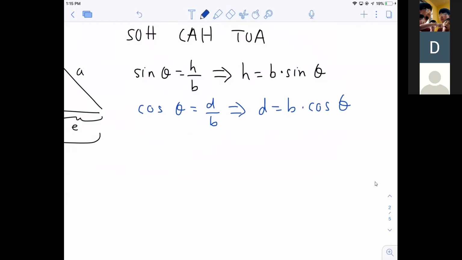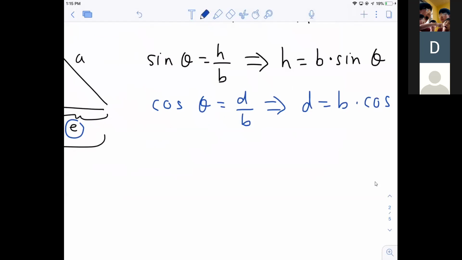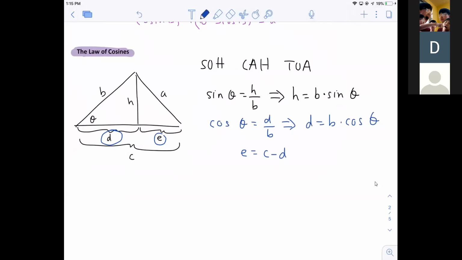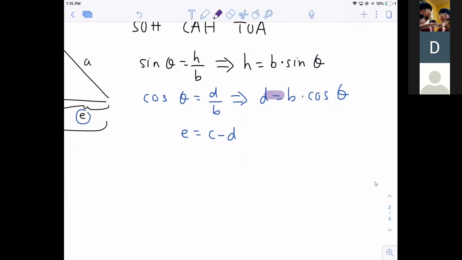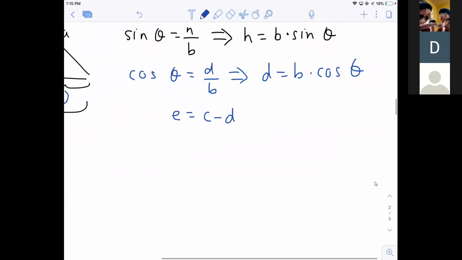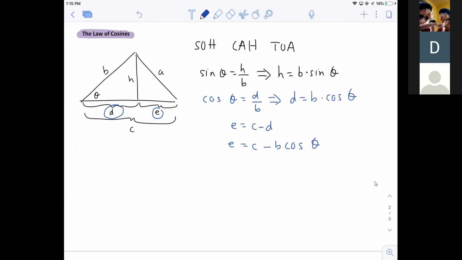And now if I want to find the length of E, well, E is C minus D. D plus E is C, E is C minus D. Well, what was D? D was equal to B cosine theta. I know it's a lot of letters. It's easy to get mixed up, but we're doing the same exact thing we did with the boat problem we did a second ago, just with a bunch of letters. So E is equal to C minus B cosine theta.